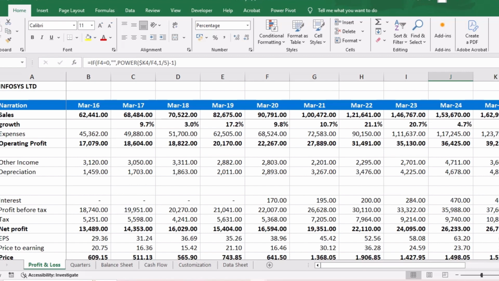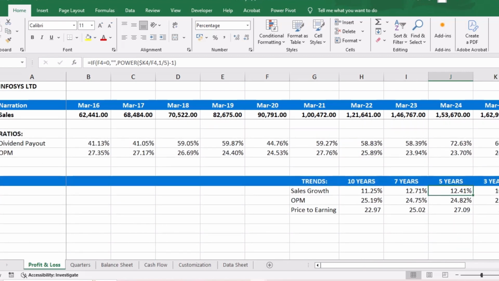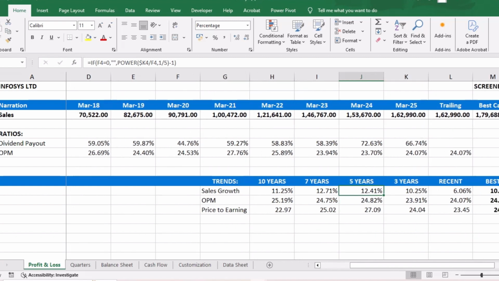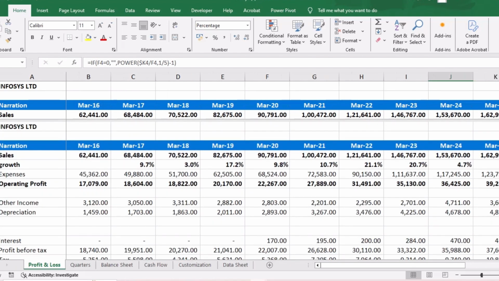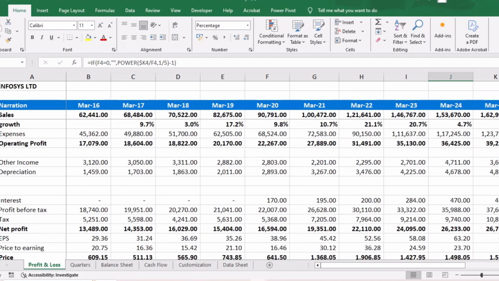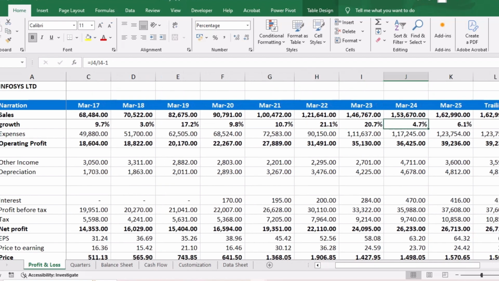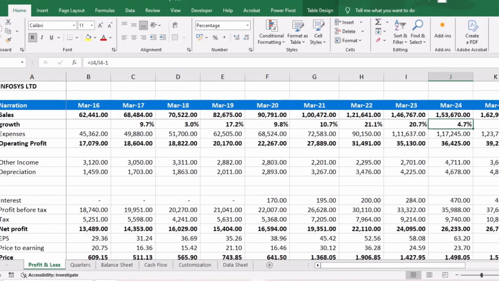Okay. So, for the sales, I can see that the average sales growth is around 12%. Okay, we can take 11 to 12%, and of course it is not consistent. There are periods of high growth and of course low growth. Okay, so this is one analysis that I want to perform.